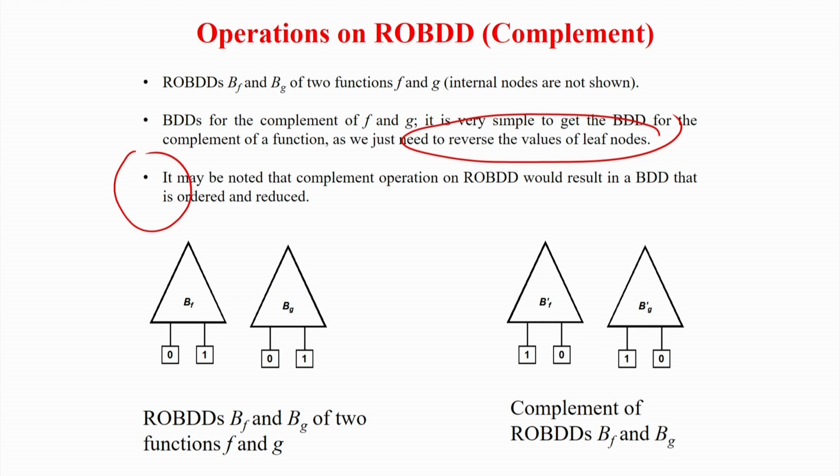But in the case of complement, it is a very simple operation: you are just flipping the values of the leaf nodes. The order is always maintained, and it will be a reduced BDD. You will not have any redundant node coming into the picture. Once I go to other operations, you will find out why some redundant nodes may come up. But for the complement, you are just reversing the values of the leaf nodes, so nothing changes. The ordering of variables remains the same in all operations, but a special case of complement is that the BDD remains reduced.